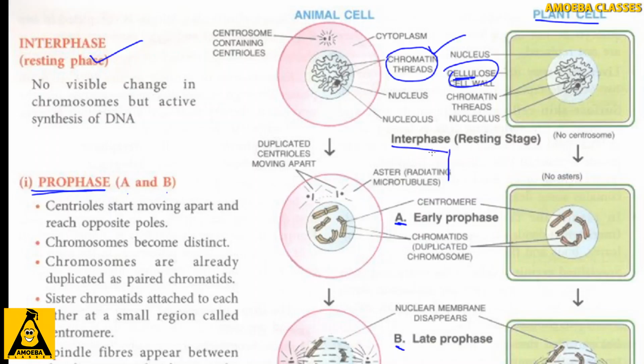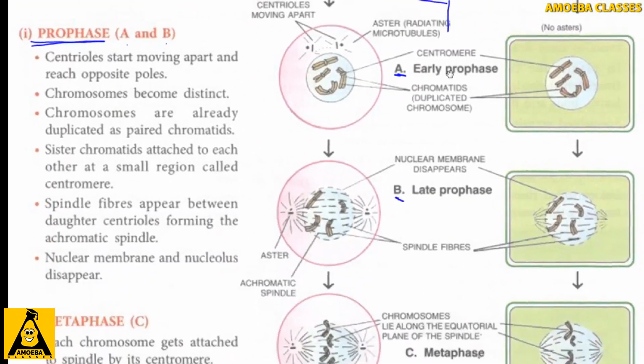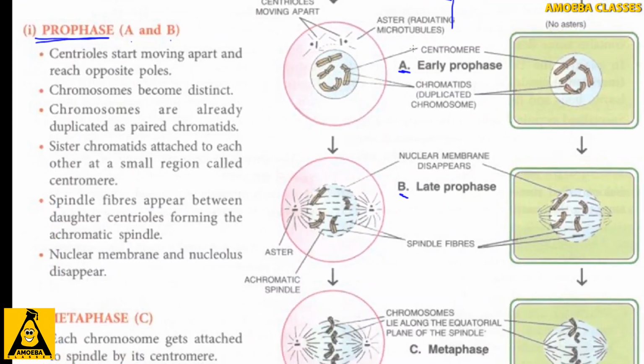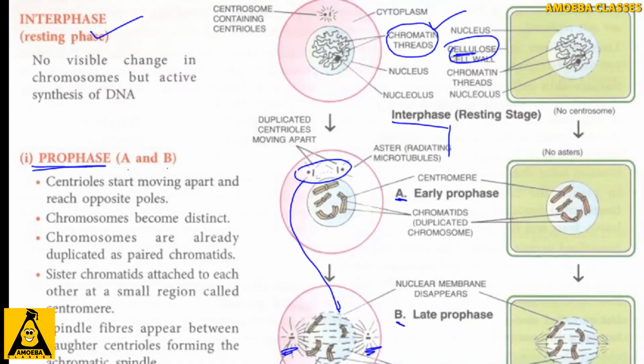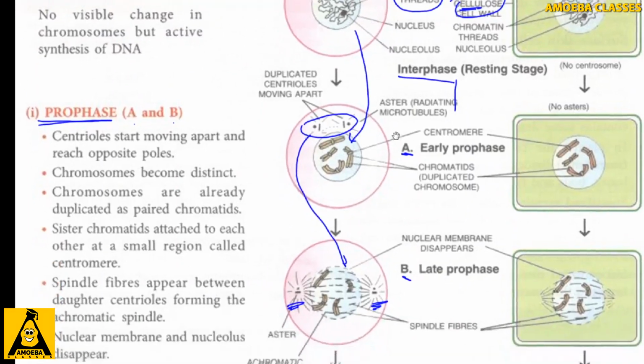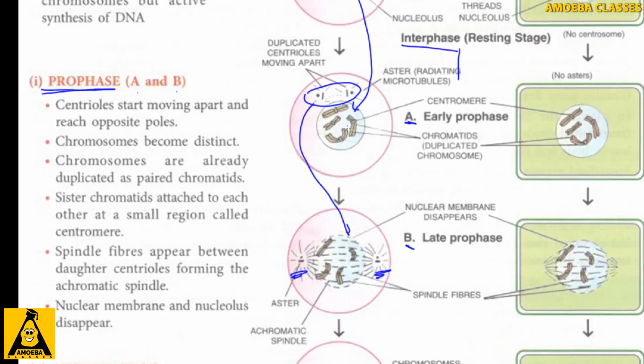Now what will happen? After interphase, what will begin? Prophase. Now in prophase, you can see very clearly that the centrioles have started to move in opposite directions, and after moving they will reach opposite poles. And now the chromatin fibers have condensed and taken the shape of chromosomes. In this diagram they have shown how many? 1, 2, 3 and 4. So they have taken the example of 4 chromosomes to make you understand.